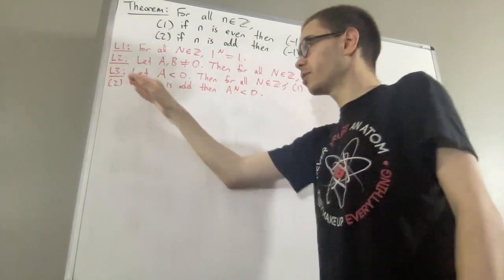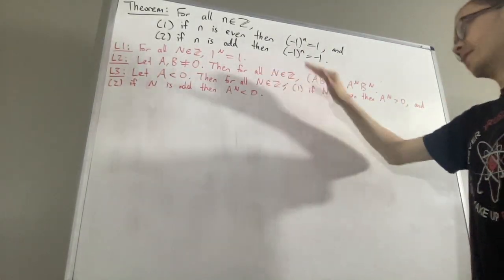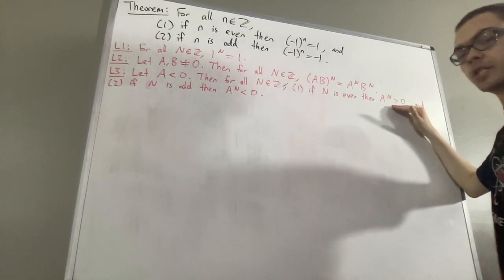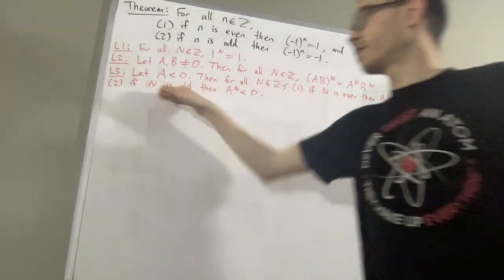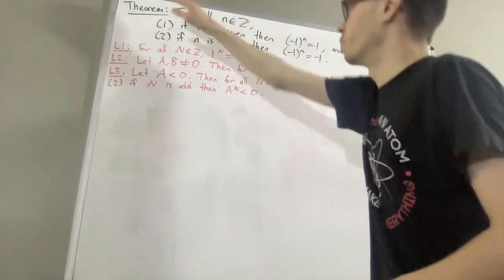Our last result, let a be a negative real number. Then for all integers n, if n is even, then a^n is greater than 0, and if n is odd, then a^n is less than 0. Okay, so now let's get into proving this theorem.